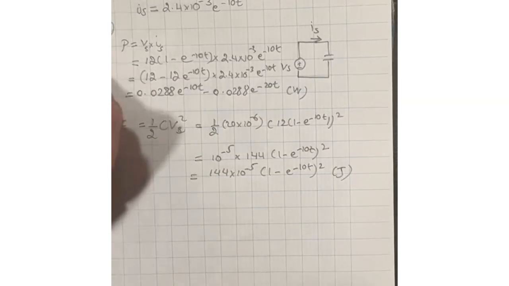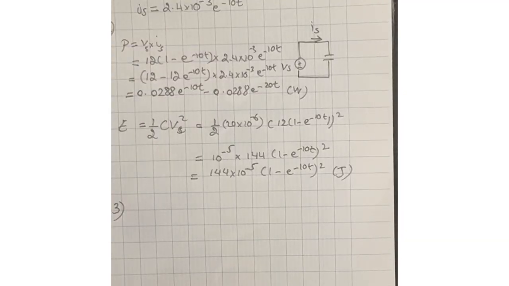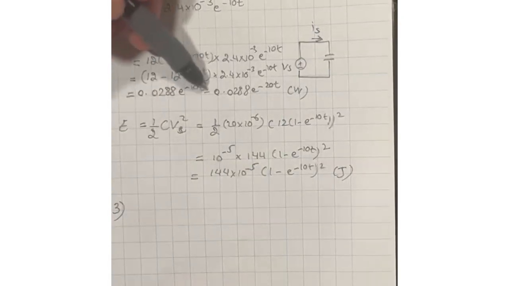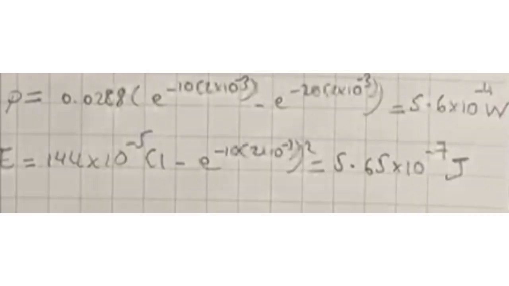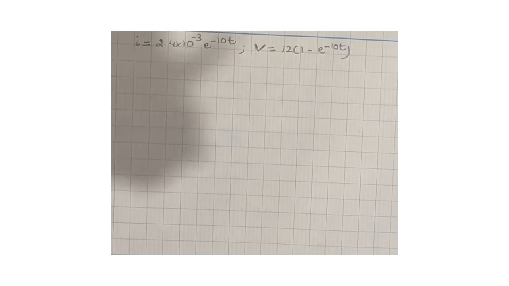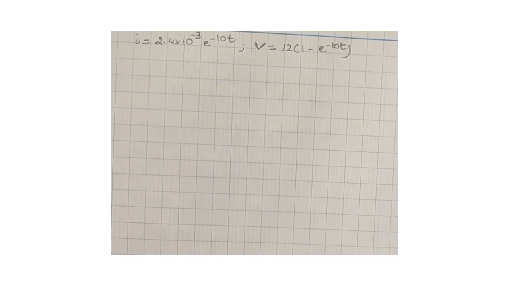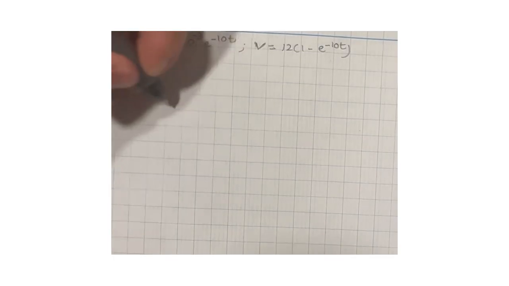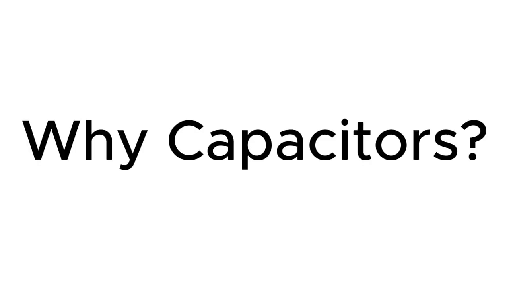Now for the final question, we need to find the power at 2 milliseconds and the energy at 2 milliseconds. So it's a very simple question. We just plug in, instead of time, 2 milliseconds, which is 2 times 10 to the negative 3. Also, a proof to what we discussed earlier about the capacitor acting as an open circuit when it is fully charged, we can see that as t tends to infinity, so when the capacitor is fully charged, I will actually be equal to 0.